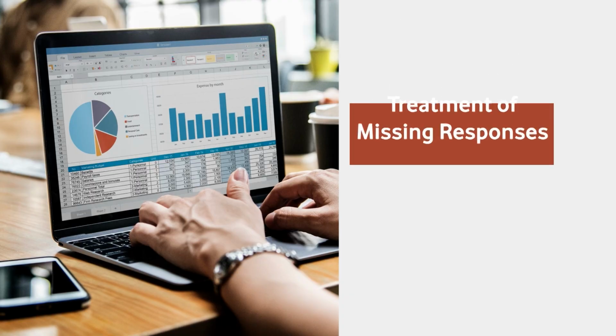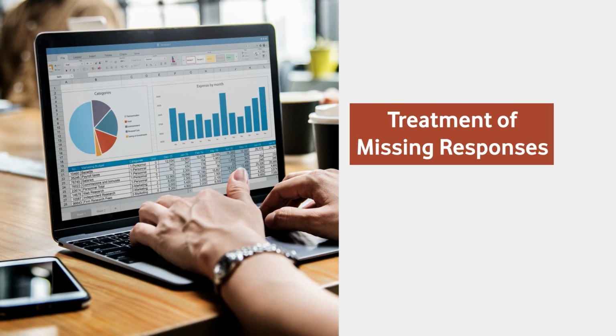And now the treatment of missing responses. So far we have understood all about the missing responses. Now let us try to understand how we treat these missing responses. How, as a scholar, you are going to find a solution to these missing responses. How do we treat it, right?